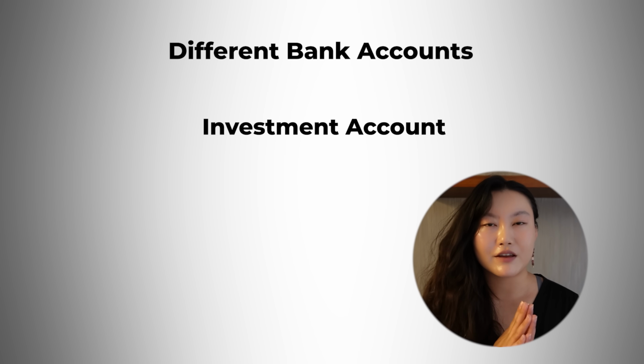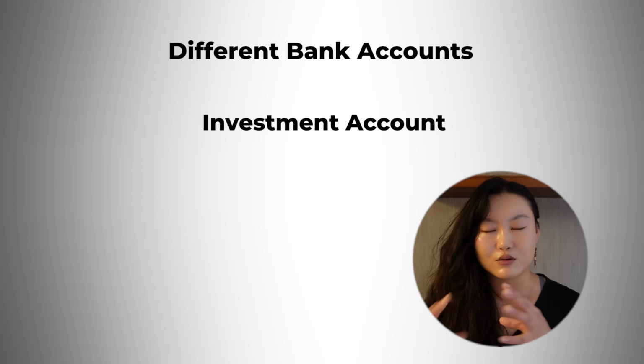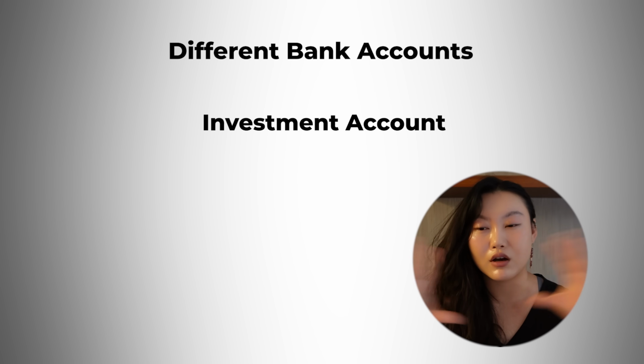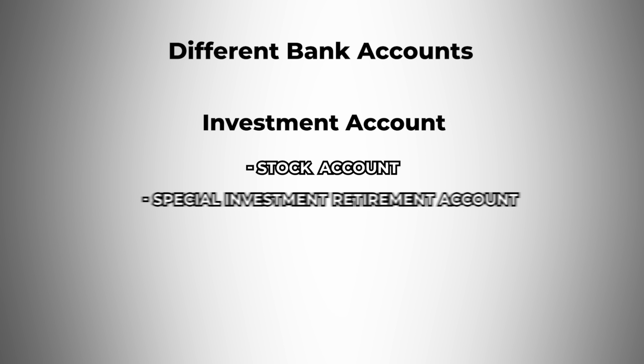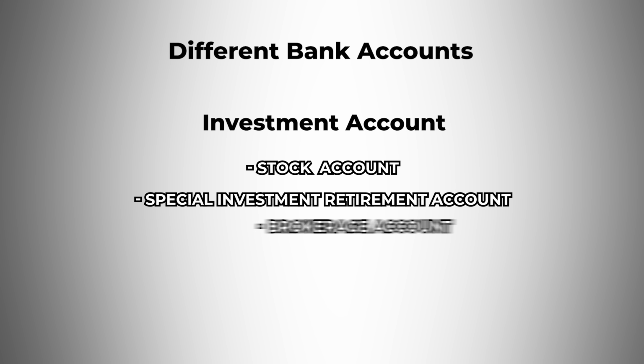And finally, you have investment accounts. So investment accounts are also kind of a category in themselves. There are a lot of different investment accounts. There's stock accounts. You have your special investment retirement accounts like your 401ks or your IRAs. You could also have normal brokerage accounts where you can buy things like stocks and funds and things like that.